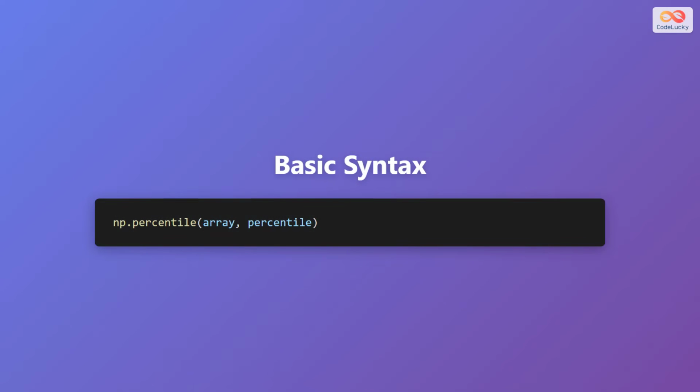The basic syntax of the np.percentile function is straightforward. It takes two main arguments, the array containing your data and the percentile value you want to calculate. The percentile value is typically a number between 0 and 100.